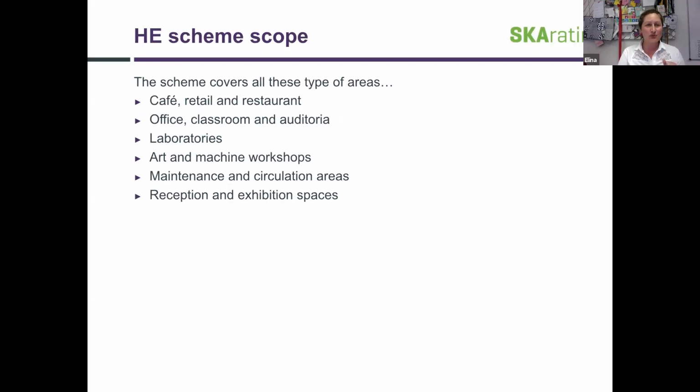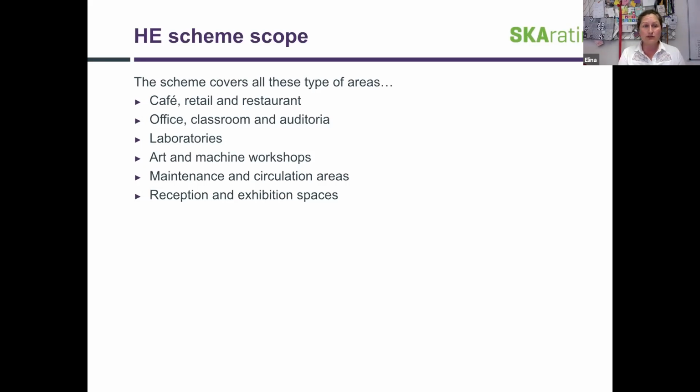Okay, so then the scope of the scheme itself. What does the scheme actually cover? It covers cafe, retail and restaurants, which are found in all sorts of sizes and places around a campus. We have office space for admin or any office-based needs, classrooms and auditoriums. We have the labs themselves, very specialist. We have art and machine workshops, so a lot of the textiles courses, for example, will have lots of machines. We have a huge amount of maintenance, circulation areas, and reception and exhibition spaces.